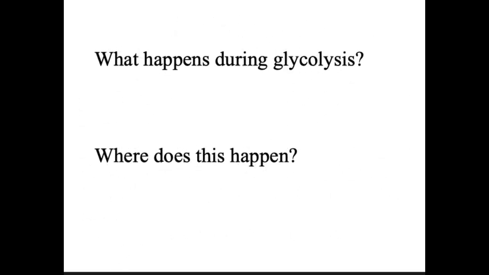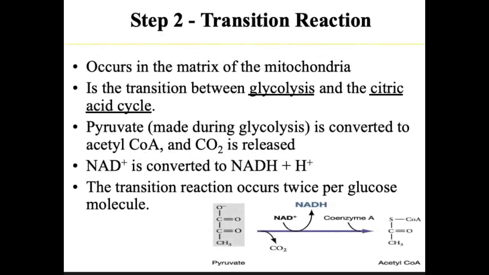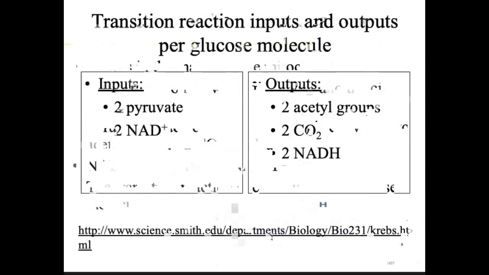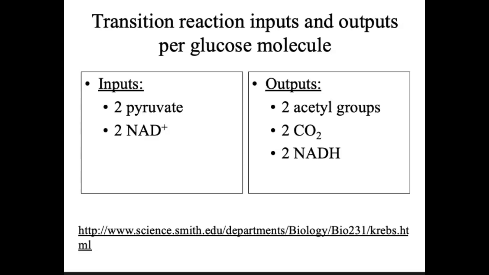So in glycolysis, glucose gets split in half. Where does this happen? This is going to happen in the cytoplasm of the cell. In the matrix of the mitochondria, we're going to take that pyruvate that we cut in half and turn it into another molecule called acetyl coenzyme A. This is called the transition reaction. You can see we cut the pyruvate up, turn it into another carbon compound called acetyl coenzyme A. We're going to give off some carbon dioxide. The important player in this is that we're going to make two NADHs.